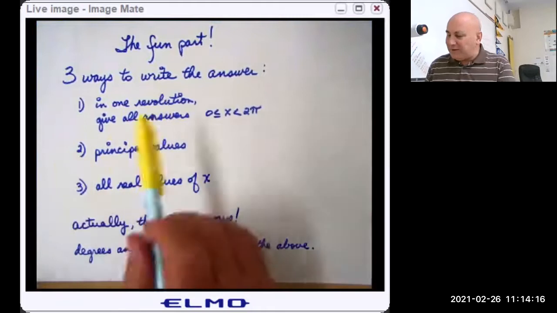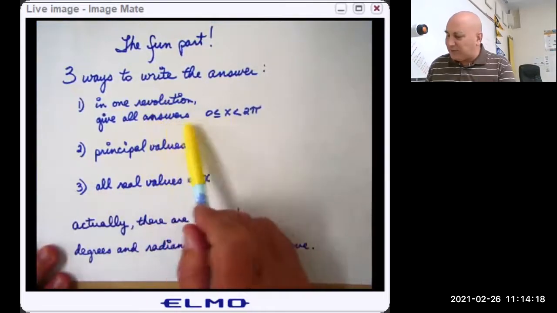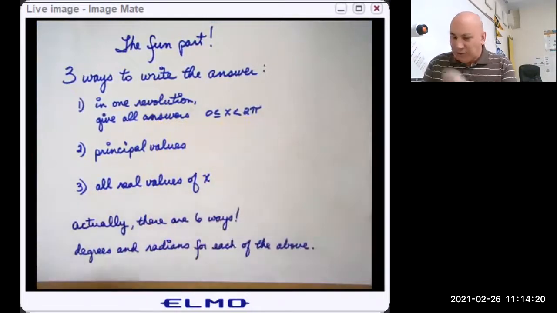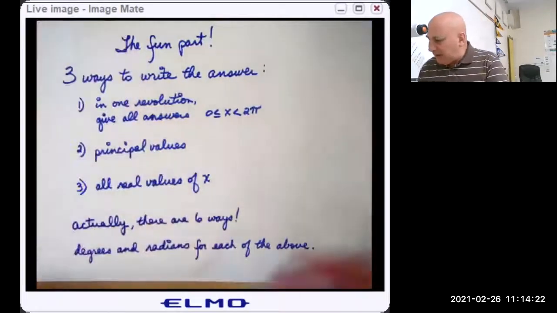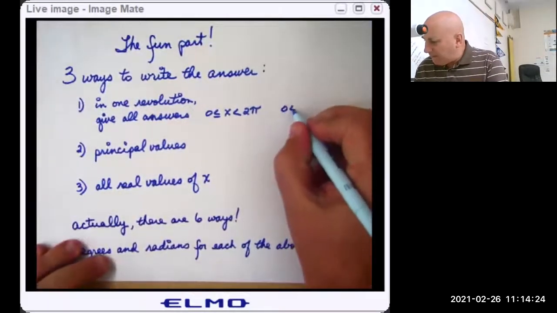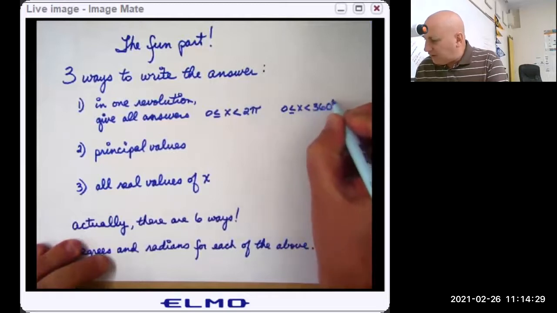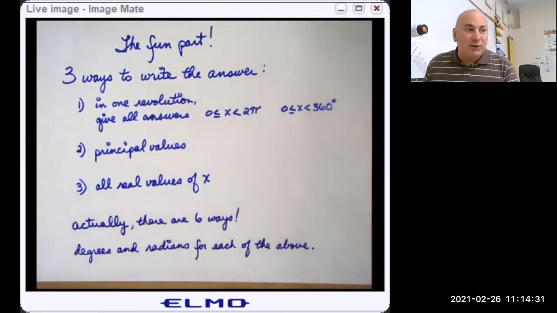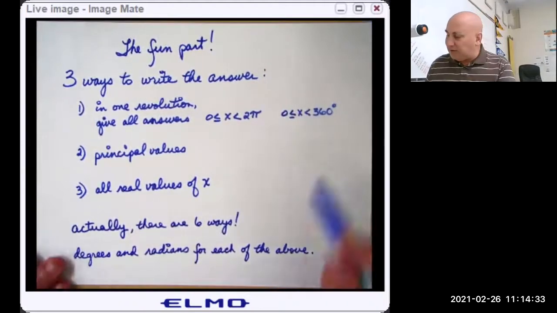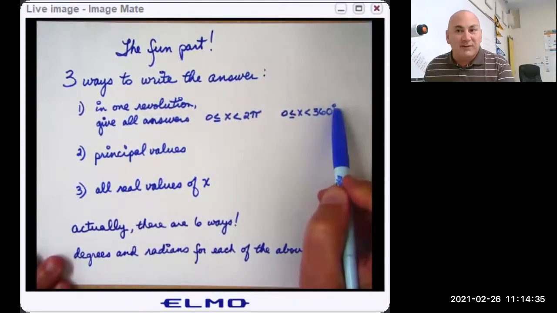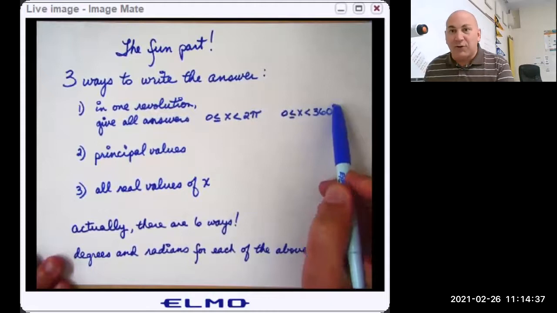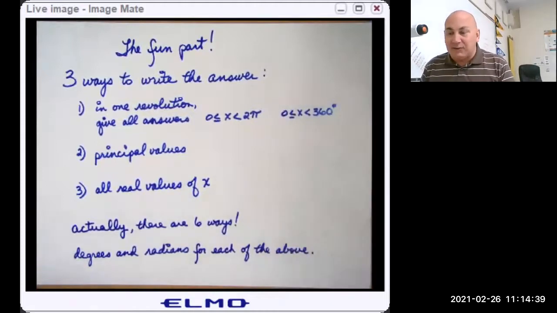So one way is to give all possible answers in one revolution. So that would be 0 to 2 pi or 0 to 360 degrees. And please remember, whenever you are writing in degrees, you must put your degree symbol. If there's no symbol up there, if there's no units, it's radians.